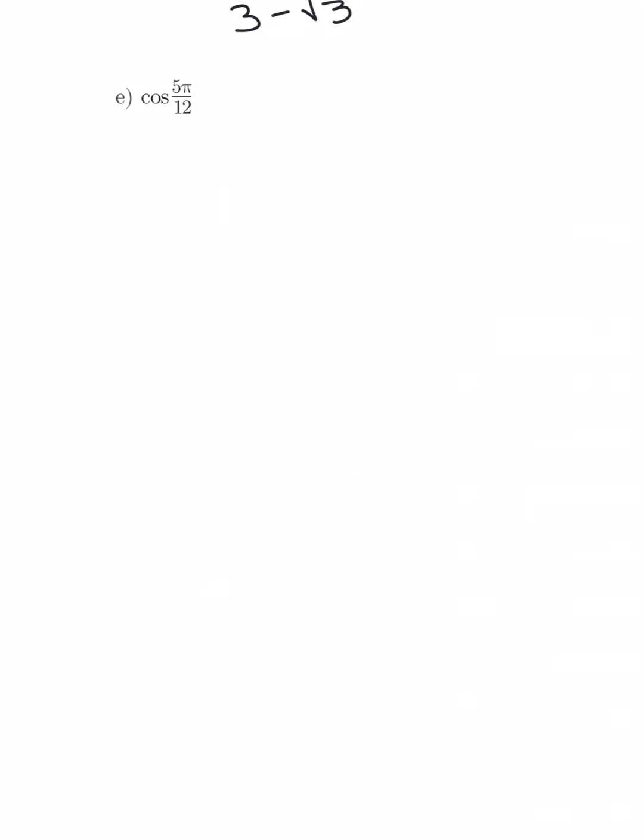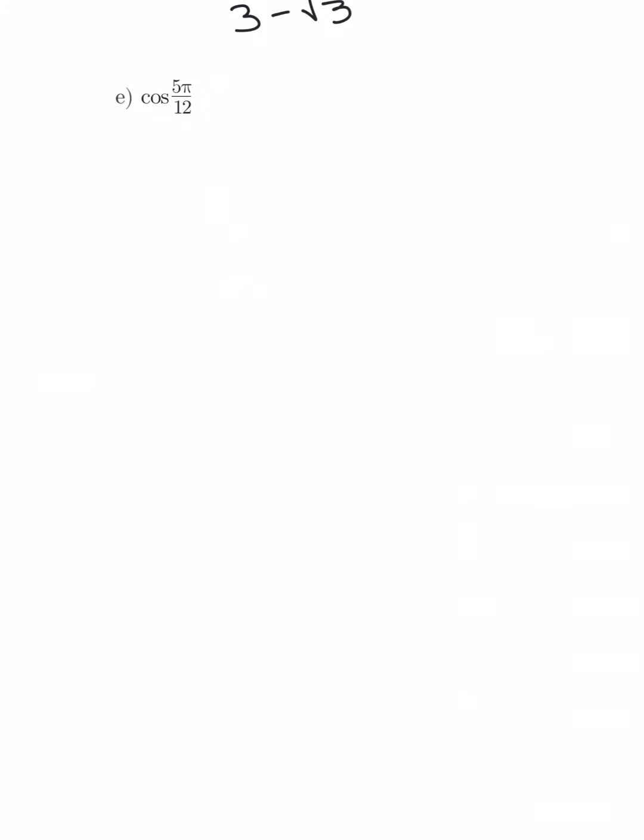On E, we need to do the cosine of 5 pi over 12. Again, 12s over 12s are not items that are on the unit circle. So we want to figure out a way to either add or subtract to equal 5 pi over 12, that if we simplify, we would get items on the unit circle.